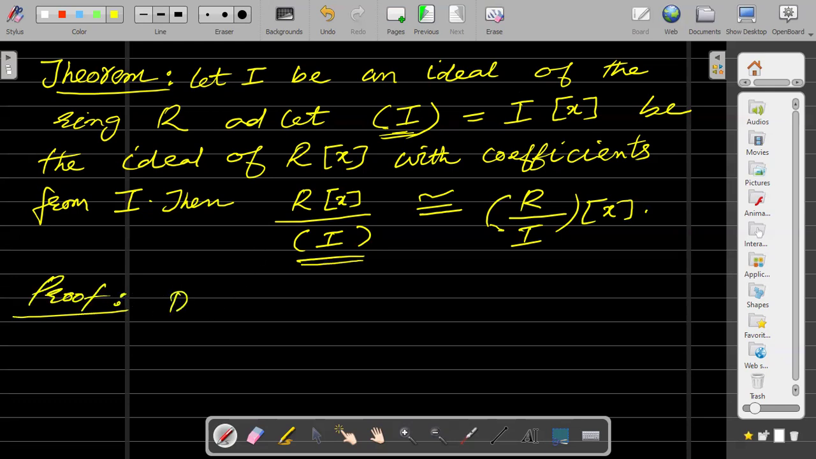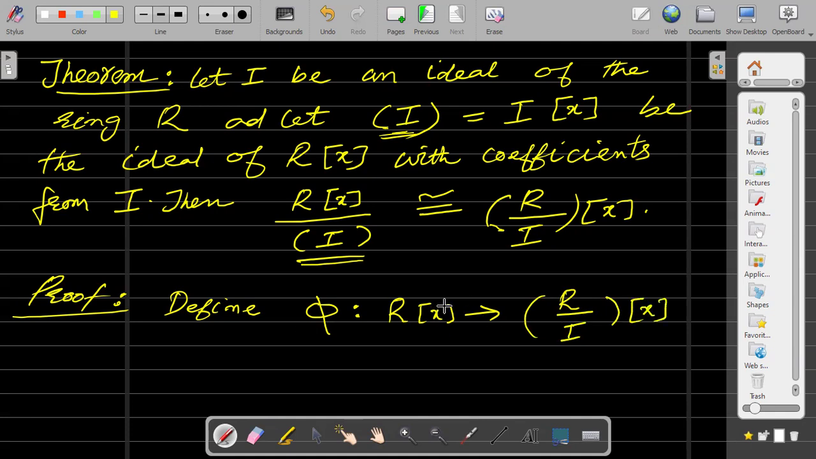Define that. Let's denote this by phi, from R[x] to (R over I)[x]. After defining this map, we'll see that it is a surjective ring homomorphism with kernel this ideal generated by I. Then by the first isomorphism theorem on rings, we conclude that the homomorphic image, which is (R over I)[x], is isomorphic to R[x] over the kernel of phi, the quotient of the ring.